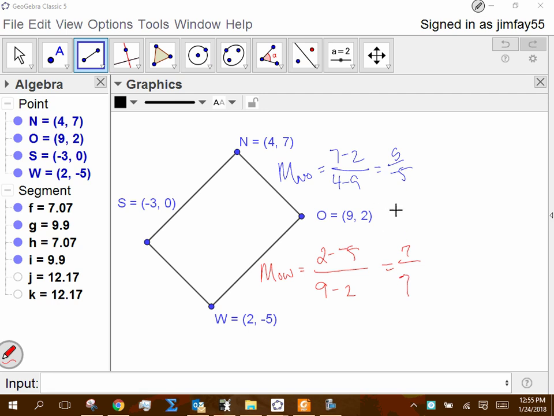Now, this is a situation where people think, well, they're not opposite sign reciprocals. But they are. What's 5 over negative 5? Negative 1, right? What's 7 over 7? 1, right? 1 over 1 and negative 1 over 1 are opposite sign reciprocals. I write 1 and negative 1 as fractions.